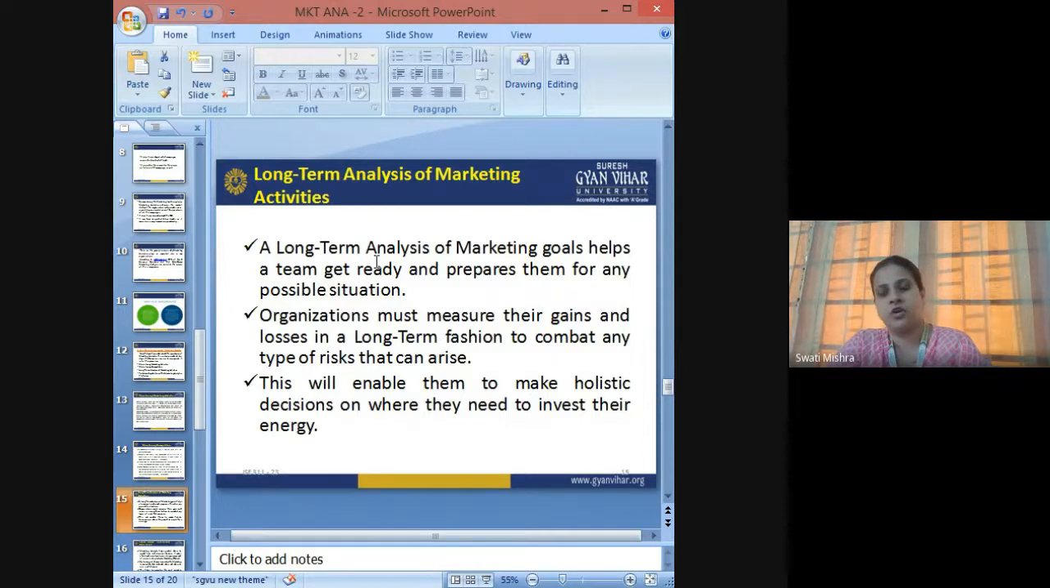By energy I not only mean the energies of the employees or the organization, but also the funds. Unless they are correctly applying their resources, their energies and their funds at the correct point, the efforts will all be considered wasted efforts. They will go in vain. There are multiple examples of big failures of marketing campaigns which involved huge investments, but they could not perform the way they were supposed to. And one reason was that long-term analysis of marketing activities was not conducted by the organization.